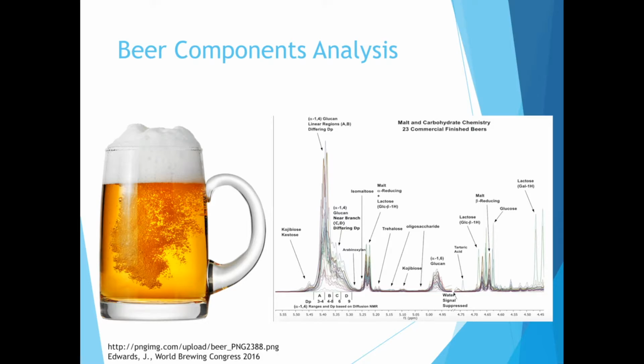NMR has also been used in fields that need to analyze complex components. For example, it has been used to understand the brewing process of beer. A group used NMR to understand the components of beer during the whole brewing process, and they are hoping to use the result to further improve the quality and taste of beer.